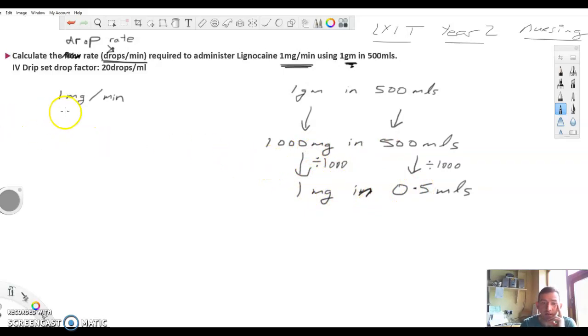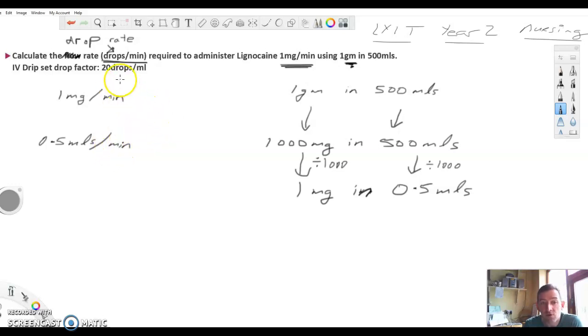So we know that every minute, in order to supply 1 milligram, you'd have to supply 0.5 mils. If you wanted the patient to get 1 milligram every minute, they'll have to get 0.5 mils, because 0.5 mils has 1 milligram contained in it. So that's the amount of mils per minute.